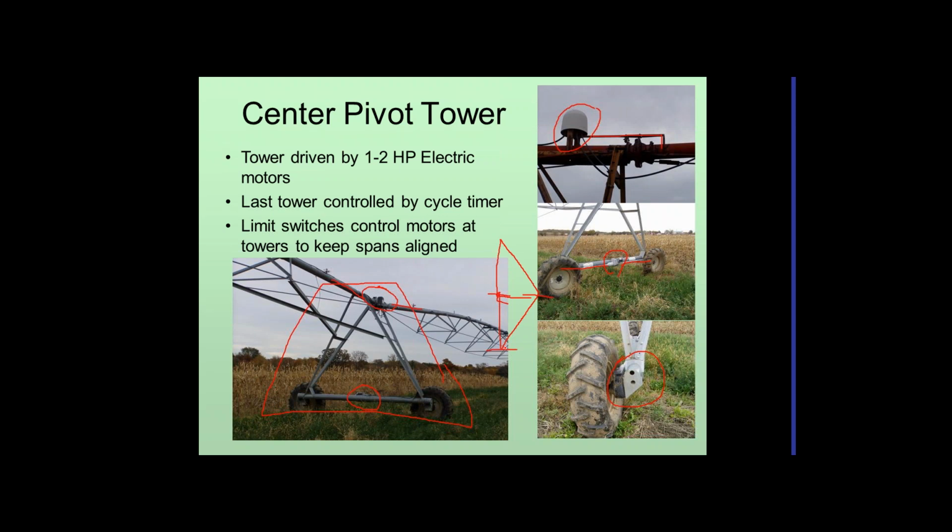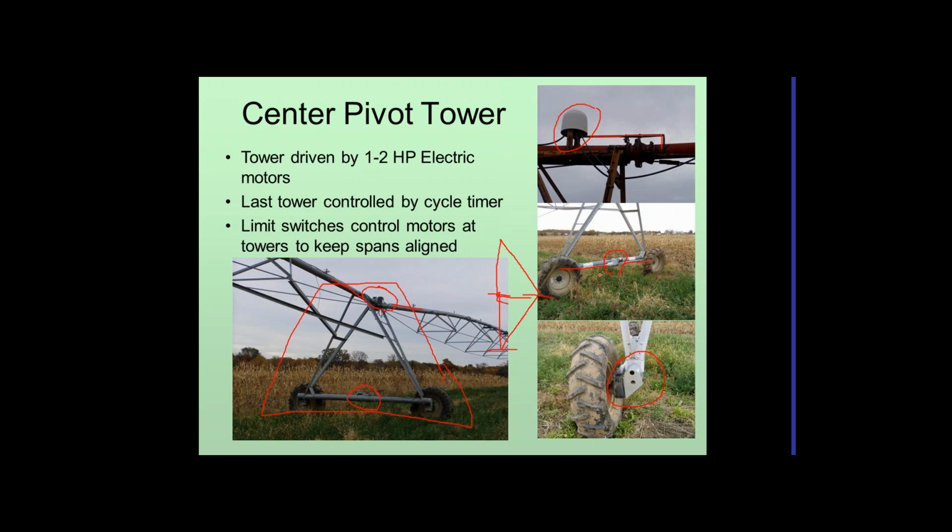So this one will come on, then it forces the next one, clicks the limit switch to the next one, and it'll move up. They don't necessarily move in a smooth pattern. They kind of move a couple feet and stop, move 2 or 3 feet and stop as they go up the field.